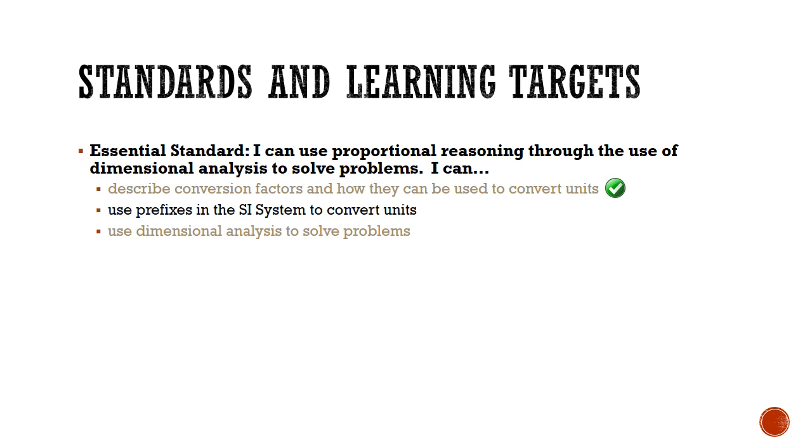So looking at our standards and learning targets here, we're working on using proportional reasoning through the use of dimensional analysis. And in this particular lesson, we described conversion factors, and we looked at how we use those to convert units, and also how we use dimensional analysis to solve problems. In our next lesson, we will look at this same idea, continuing to use dimensional analysis, but specifically using the prefixes of the SI system, things like kilo and milli and centi, things you're already somewhat familiar with, and we'll look at how we employ those with our dimensional analysis.